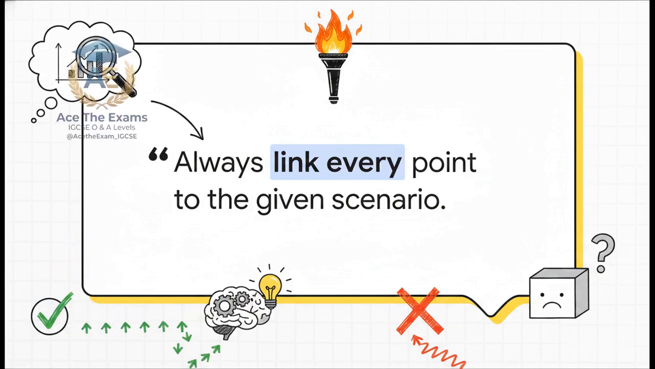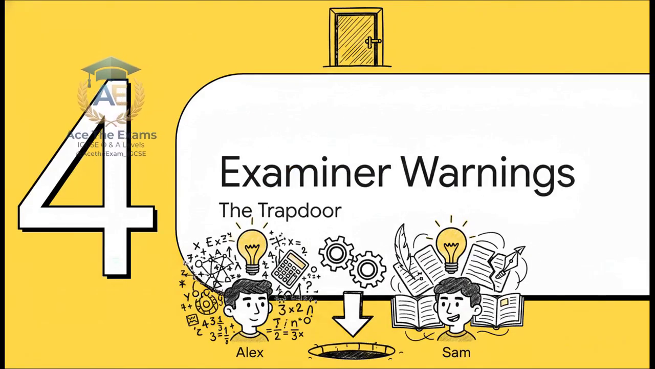Think about it from their perspective. Examiners read thousands and thousands of papers. If your answer could logically apply to literally any random business in the world, you are losing marks. Your answer must only make sense for the specific business, the specific numbers, and the specific context presented in that exact exam paper. Which brings us to our final section.